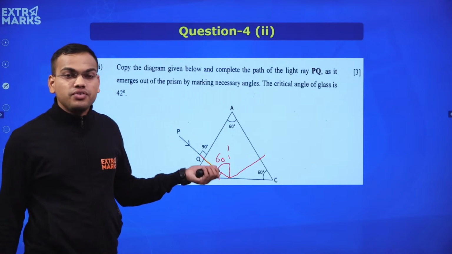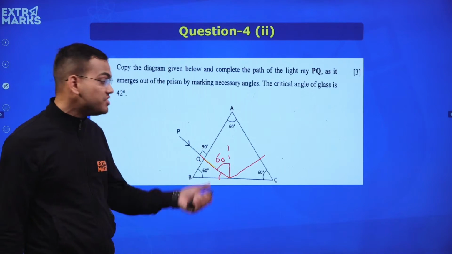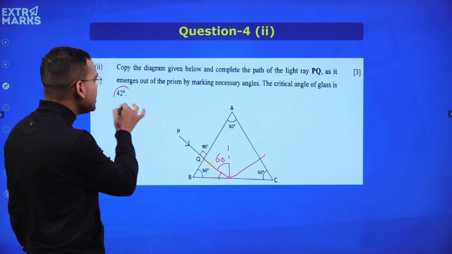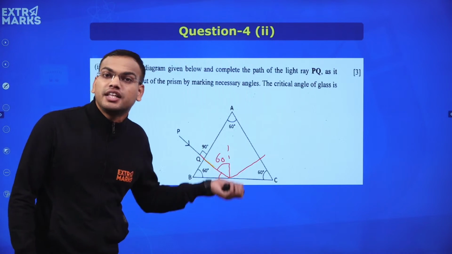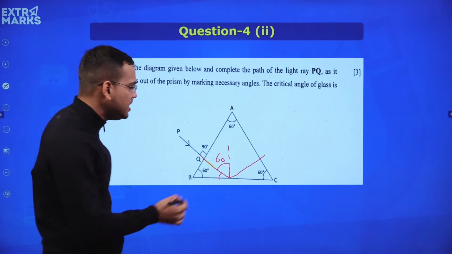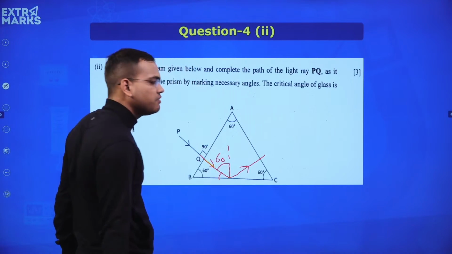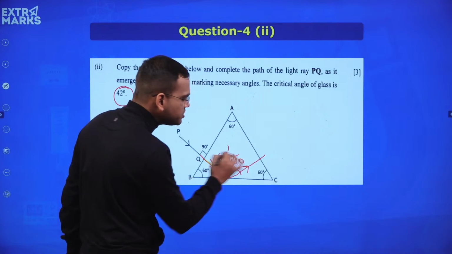Now the angle of incidence, whenever the light is moving from a denser medium to a rarer medium, is 60 degree. But the critical angle for the glass is only 42 degree. It means the angle of incidence is greater than the critical angle, which means will it suffer total internal reflection? Definitely yes, it will suffer total internal reflection. And once it suffers total internal reflection, this angle will also be 60 degree.